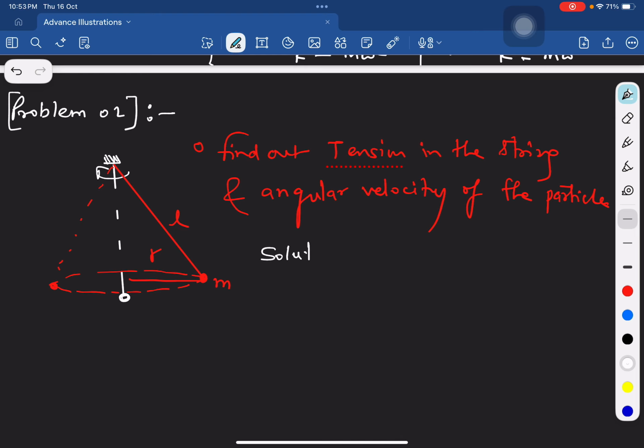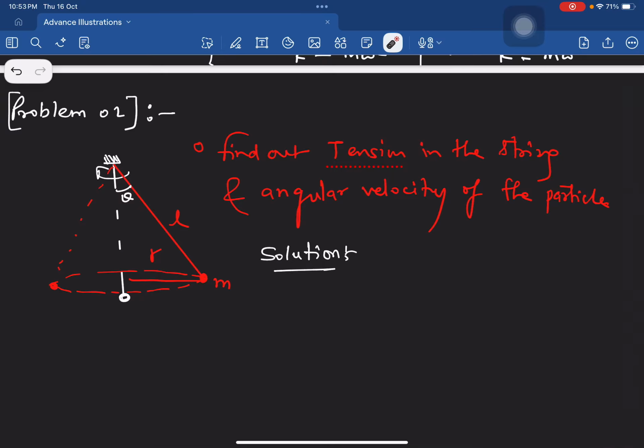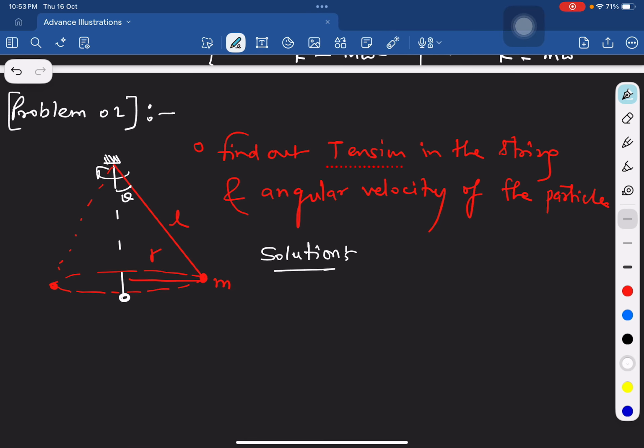Let's say this angle is theta, I am assuming this angle is theta. We know that if the body is moving in a circular path in a horizontal plane, it means the vertical forces should be balanced, because it is not moving in the vertical direction, it is only moving in the horizontal direction. This is, I hope, very clear to you. So if you see now, on this body there are three forces acting.